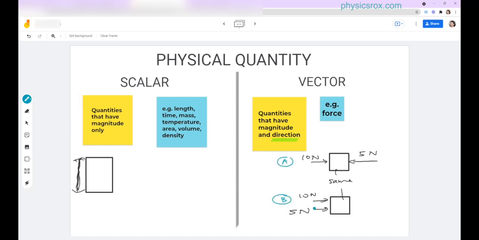Do you think in A and B the object will move in the same way? Will it move in the same direction, with the same speed? Do you think we'll have the same result? No. Why won't it be the same? Different Newton. But the Newton is the same. Here there are 10 and 5, and here also 10 and 5. It's the same force value, right?